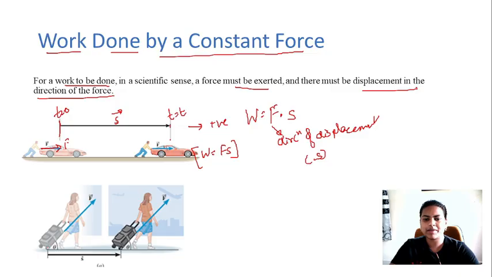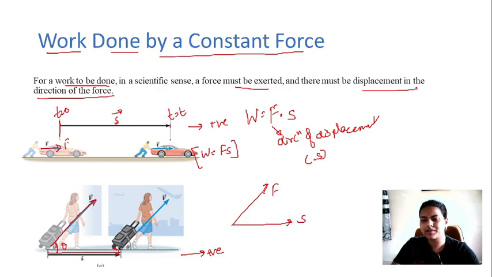Let's see another example. A girl is pulling a trolley bag. The direction of the force is in this direction and the displacement is happening in the positive X direction. The force is at an angle theta with respect to the positive X direction, so I can divide this force into two components: the X component, which is F cos theta, and F sin theta.